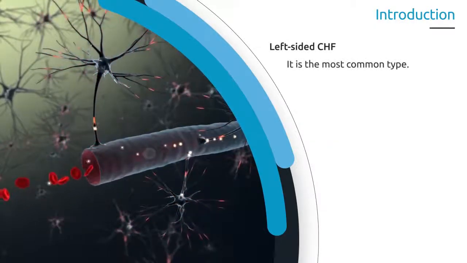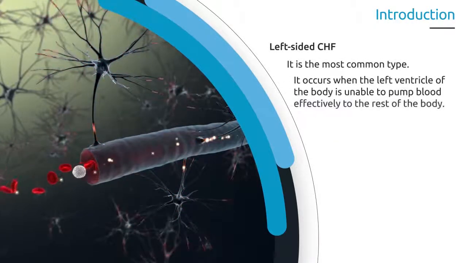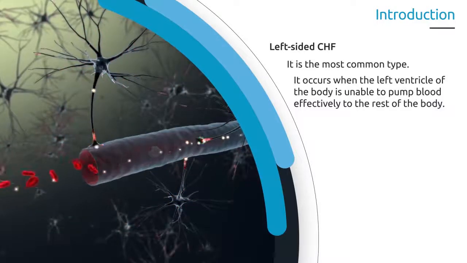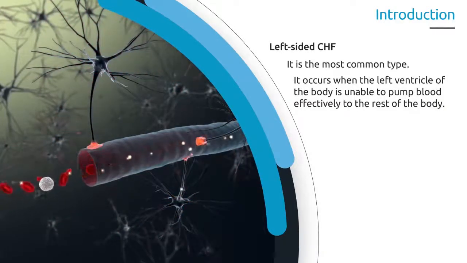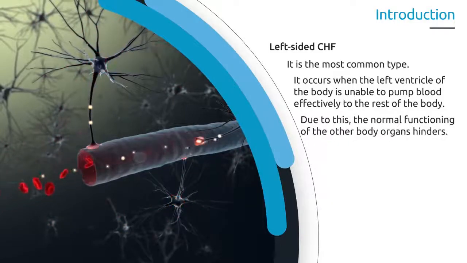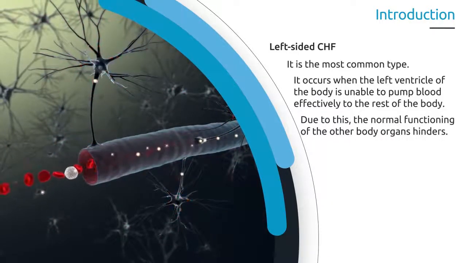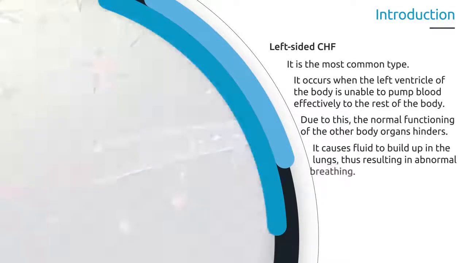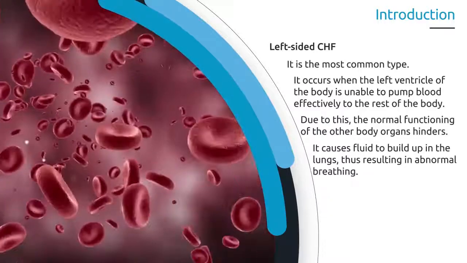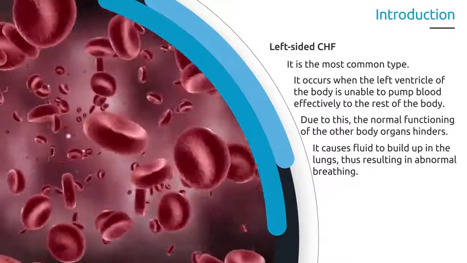Left-sided CHF is more common. It occurs when the left ventricle of the body is unable to pump blood effectively to the rest of the body. When this happens, the normal functioning of the other body organs is hindered, which can cause fluid to build up in the lungs, thus resulting in abnormal breathing.